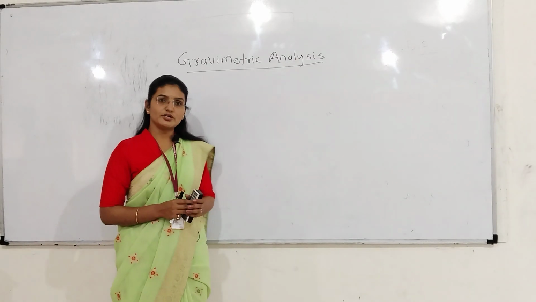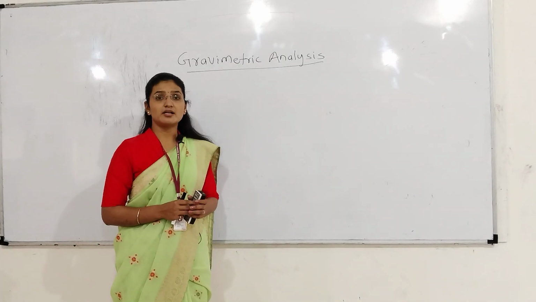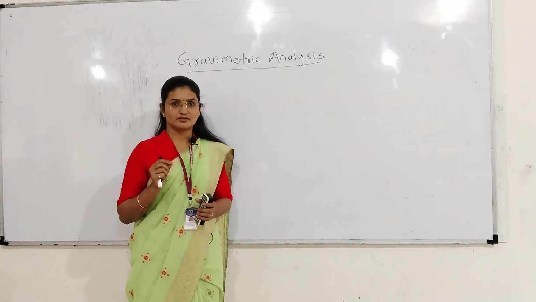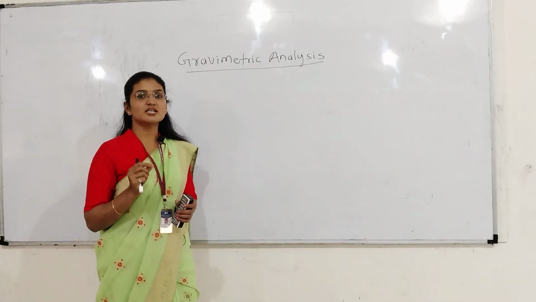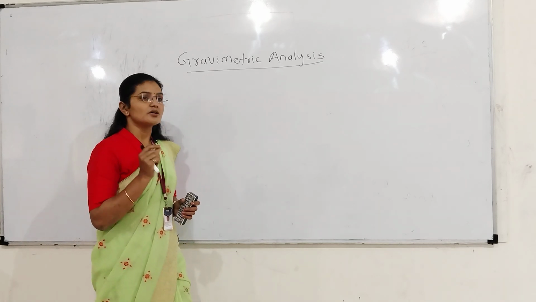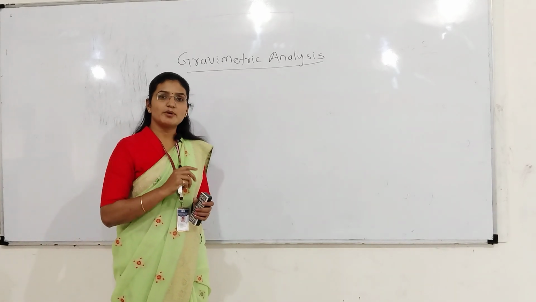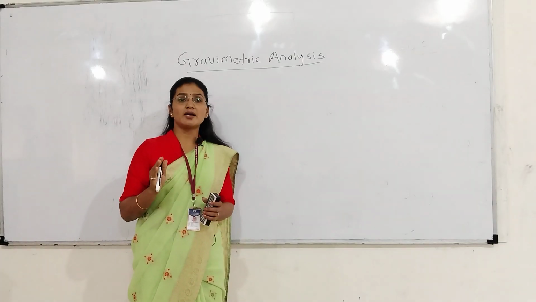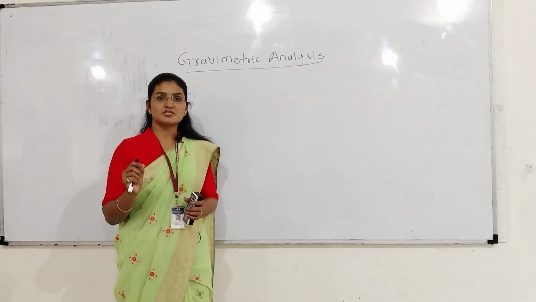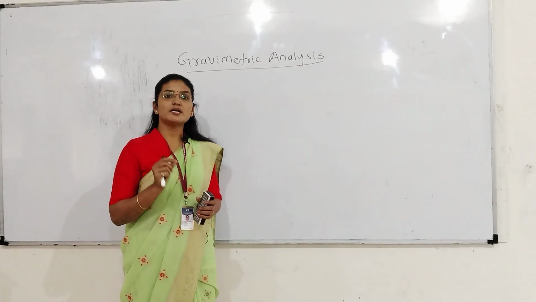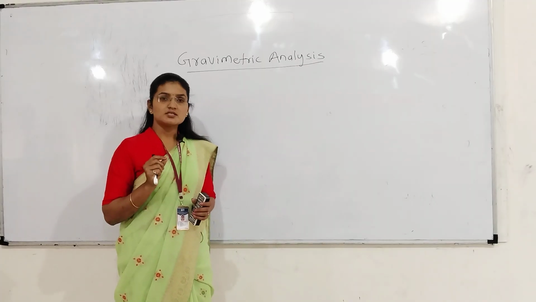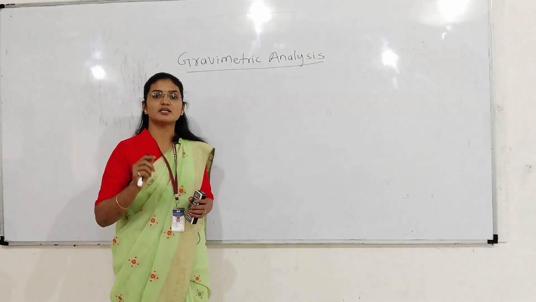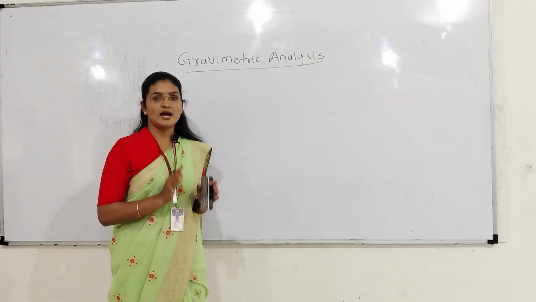Gravimetric analysis is the quantitative chemical analysis used to determine the exact amount of the substance or the analyte by measuring its mass. Mass means weight. Simply, the end point or the reaction completion is determined by weighing the mass of that analyte.